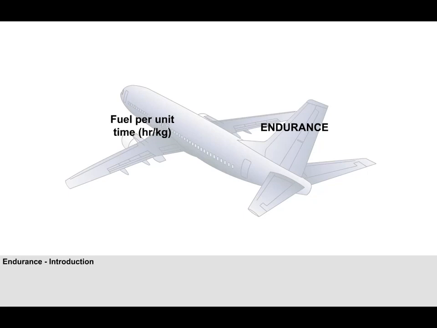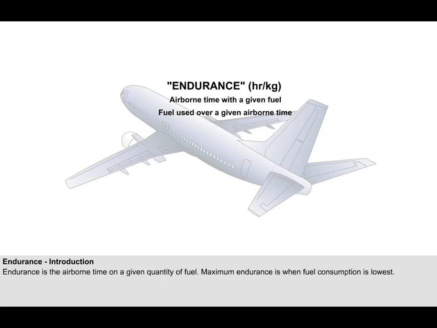Let us firstly deal with the endurance of the airplane. The endurance of an airplane is the time it can remain airborne on a given quantity of fuel, or, put another way, endurance can be expressed as fuel used over a given airborne time. The only time an airplane will be flown by the pilot for maximum endurance is when the airplane is in a holding pattern over its destination. For instance, when there are long landing delays. In this situation, running out of fuel starts to become a problem.